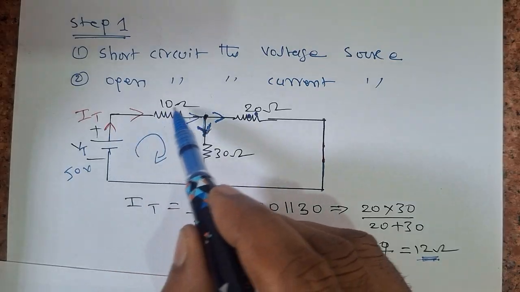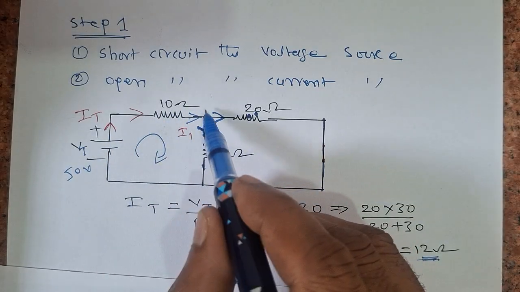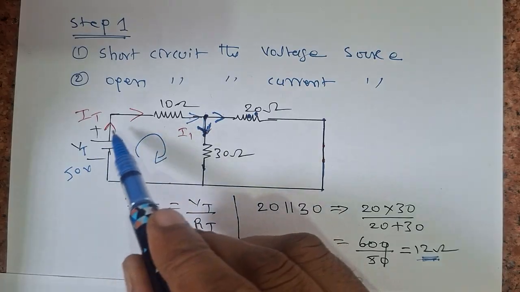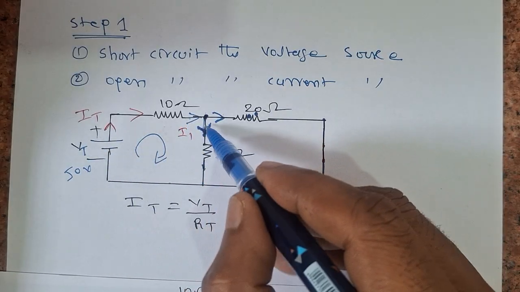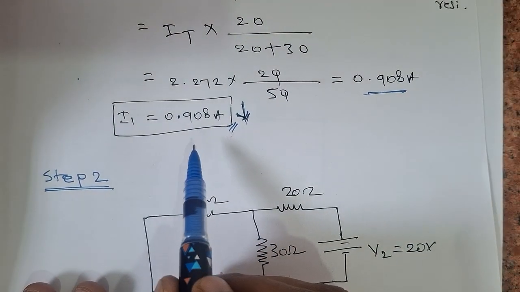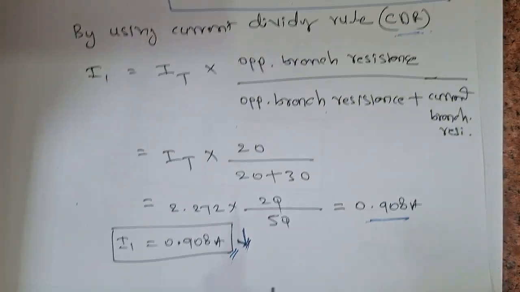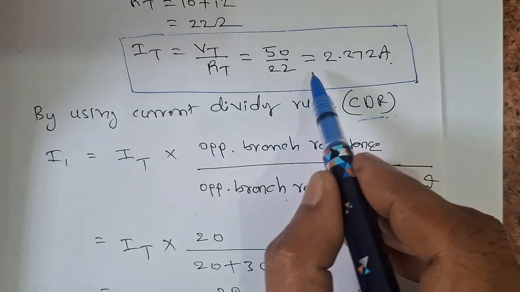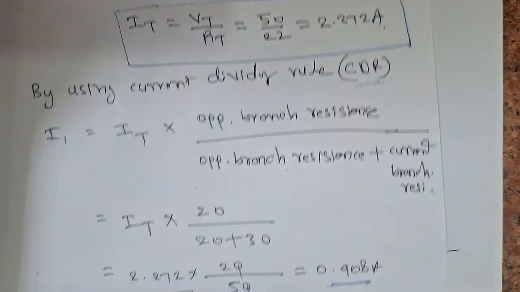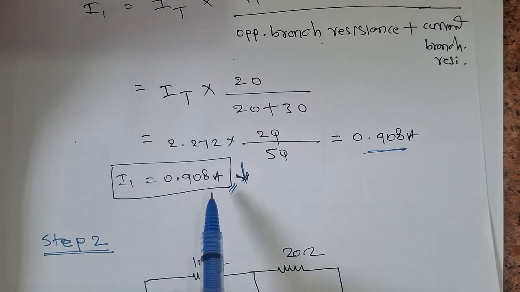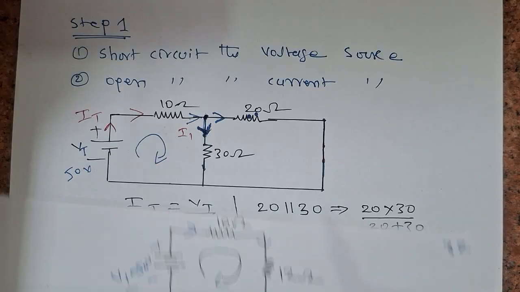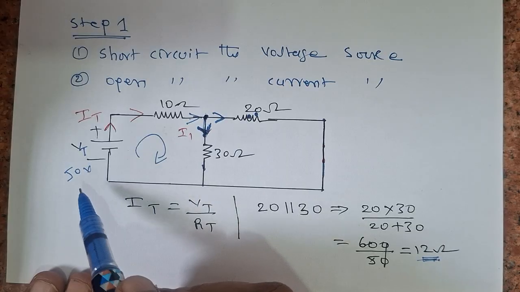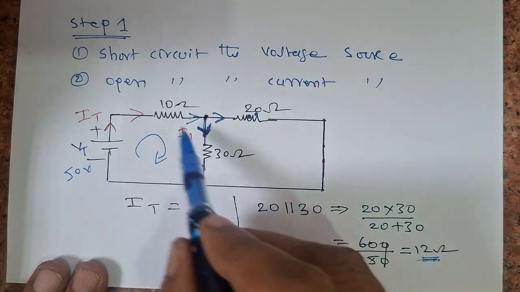Why is it a downward direction? Because the current is coming like this, and it flows from positive to negative. Out of the total current of 2.27 amperes, only the I1 current, 0.908 amperes, is flowing when acting as an individual source. Here only one source is acting, right? The second source is short circuited.